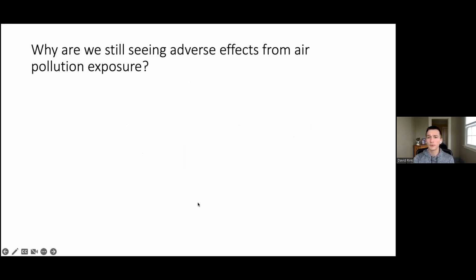So if pollutant concentrations appear to be decreasing, why is it that we're still seeing adverse effects from air pollution exposure? Does anyone have any thoughts about that? Feel free to unmute as well.